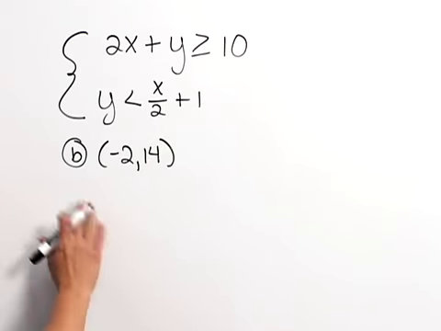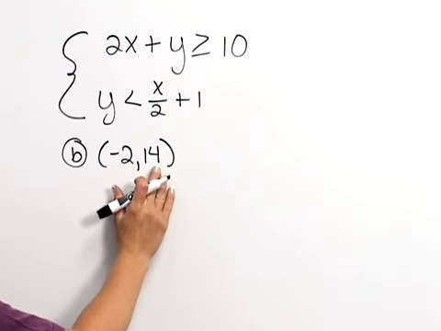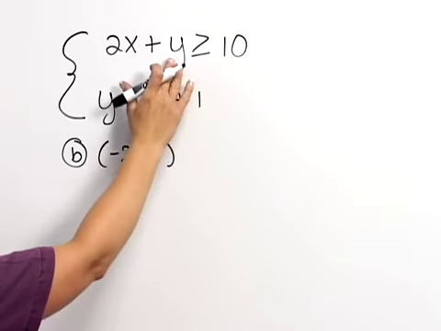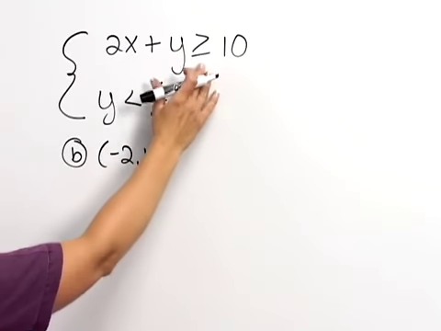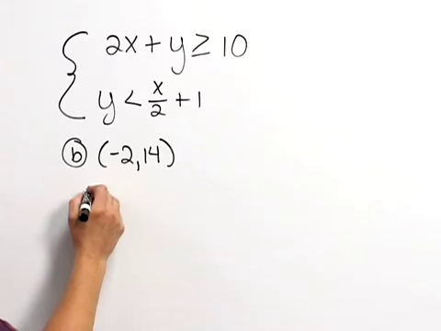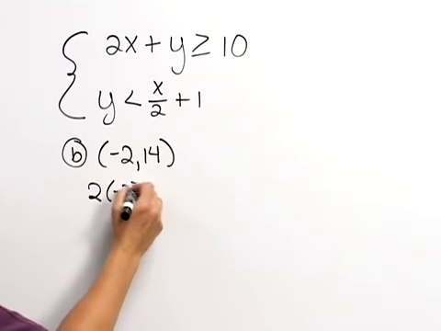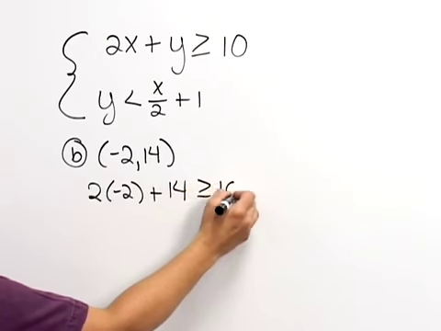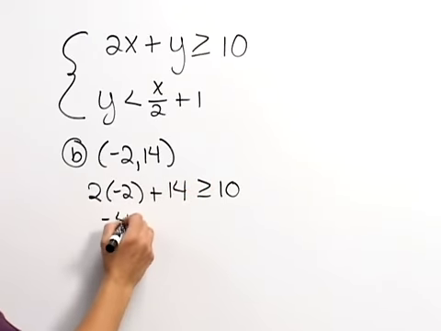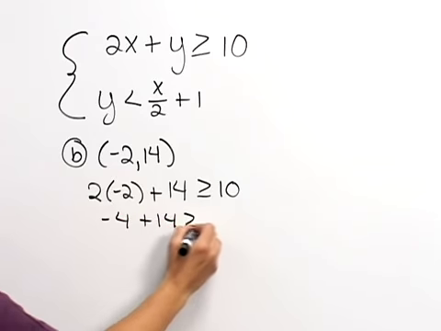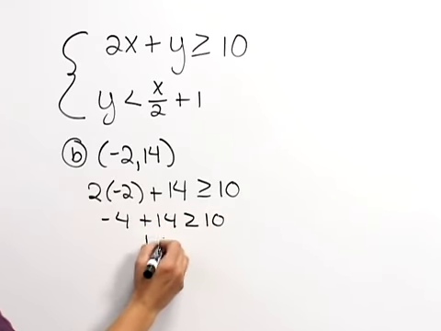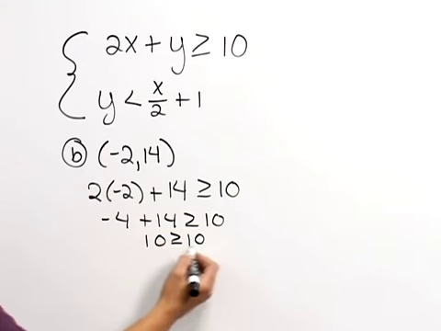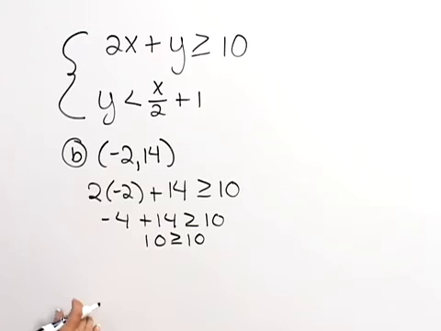For this one, on part B, we're going to check (-2, 14) in both of these and see if they work. So we're going to replace this x with -2 and the y with 14 to see if it's greater than or equal to 10. That gives you 2 times -2 plus 14. We want to know if that's greater than or equal to 10. And that gives you -4 plus 14, which when you combine those, you get 10, and that is greater than or equal to. The key is "or equal to," and they are equal, so that works in that equation.